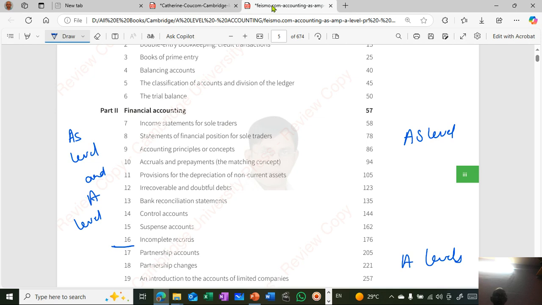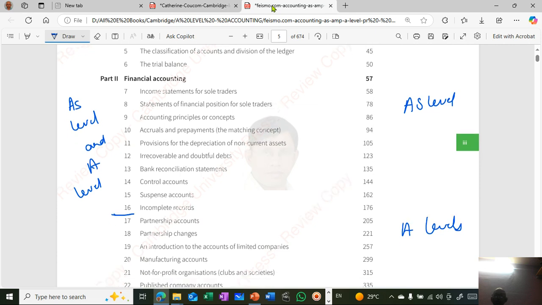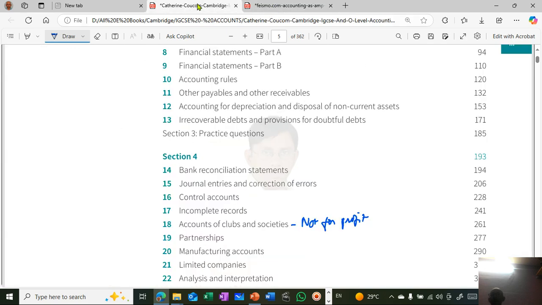So here, see in A level. One part is there in A level also. Whatever you learn here, accounts of clubs and societies is not for AS level. This is there in A level. So you have to be very strong.